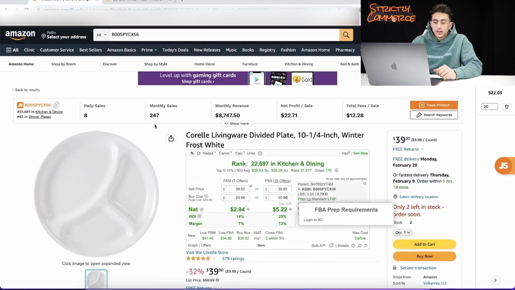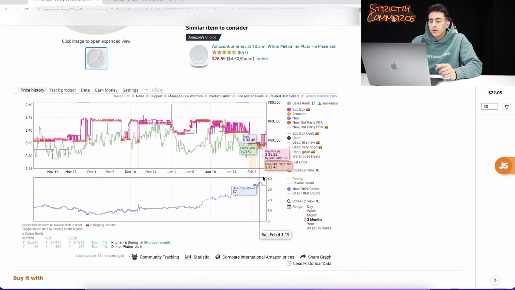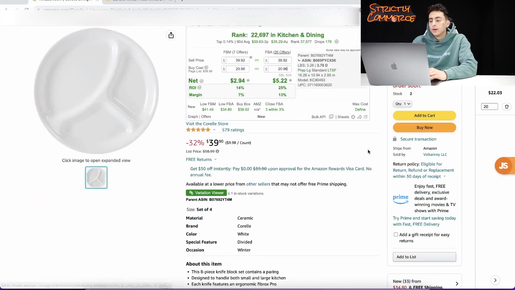It sells 247 times per month, according to Jungle Scout, and the Keepa chart kind of looks like it's going down, so it's probably not an item that I would actually purchase now, because you can see that the new offer count is going up and the price is going down, so that's like a basic supply and demand lesson. But really what we're looking for is more items from here.